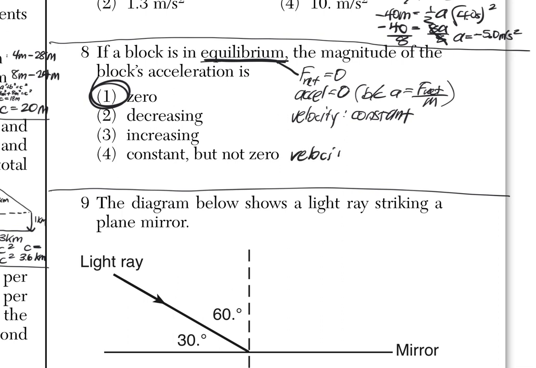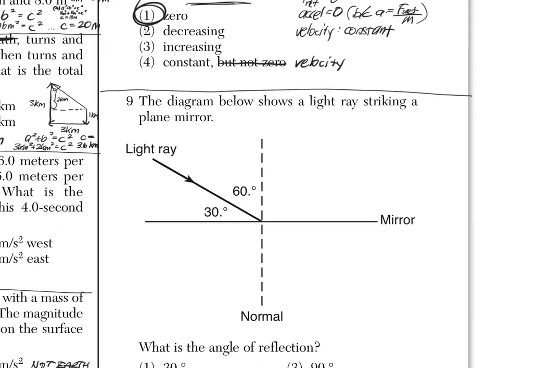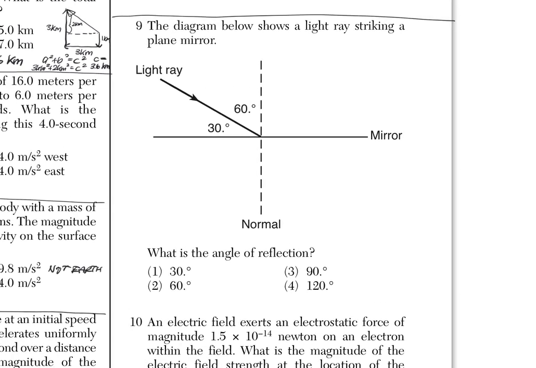Velocity is constant, but it could also be zero. So the velocity could be zero and still be in equilibrium. But it's talking about the acceleration, and there's no acceleration if you have no net force. Next question. So we're on number 9.